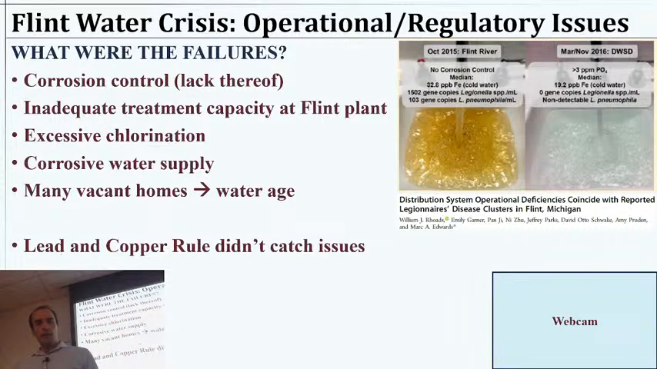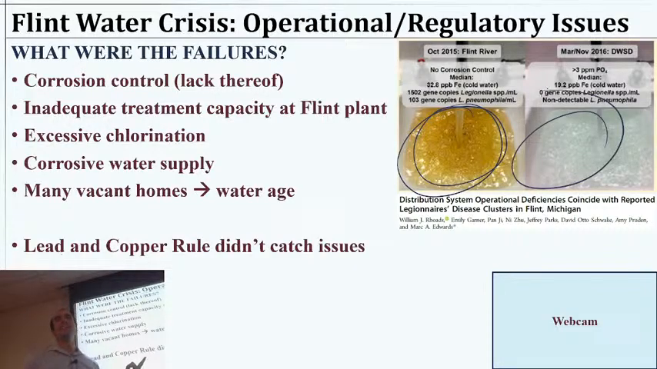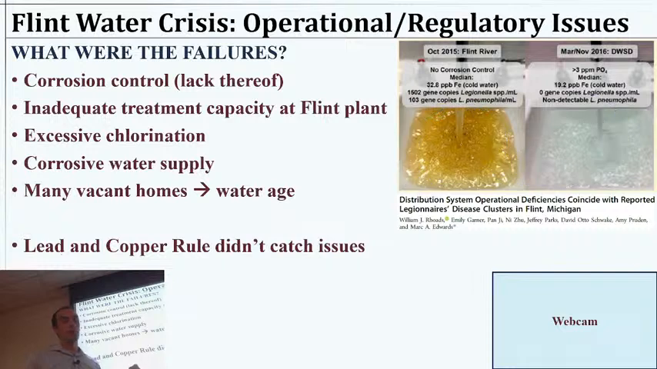Okay, big picture here. There are big failures in corrosion control, inadequate treatment capacity. You can see a couple pictures from one of the Mark Edwards papers here. This is what the water looked like under Flint water. And this was October 2015, and by March 2016, it looked more like that, right? That change. So pretty clear that residents recognized there was a problem. Pretty obvious.